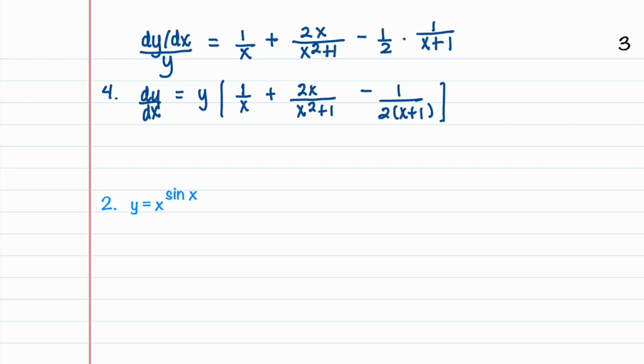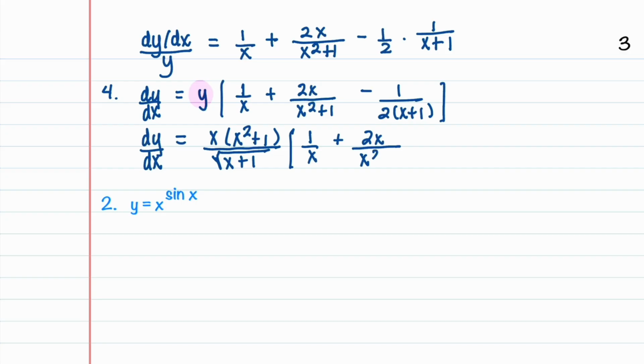Now, the last thing we have to do is substitute back in what y is. So we have to go all the way back to our original function and plug that in. So we have dy/dx is y, which was x times (x squared plus 1), all divided by the square root of x plus 1, times what we just had, 1 over x plus 2x over (x squared plus 1) minus 1, all divided by 2 times (x plus 1). And it's long, but that is our final answer.